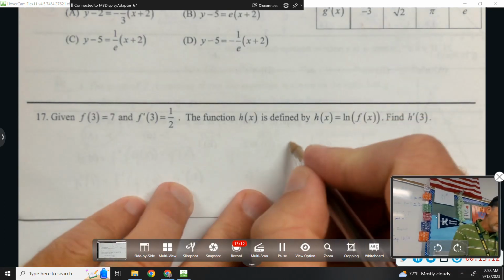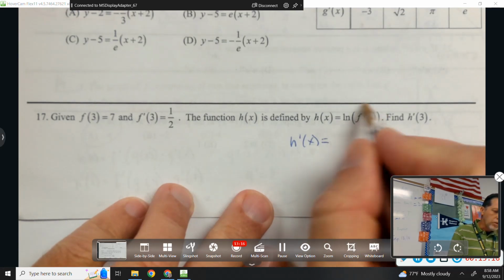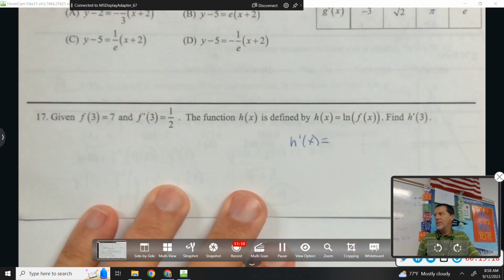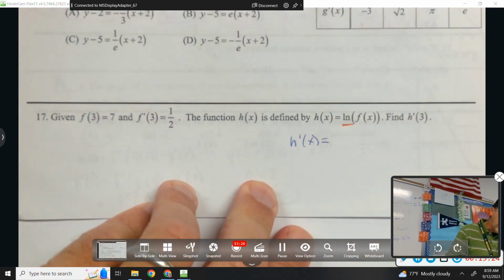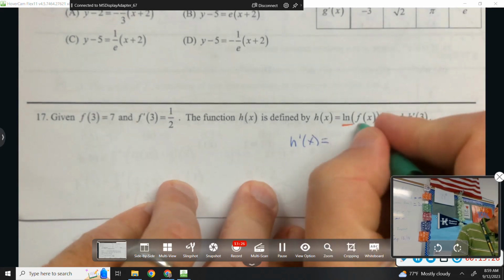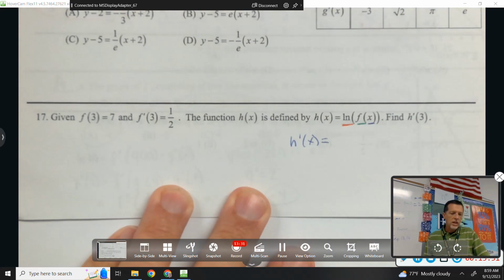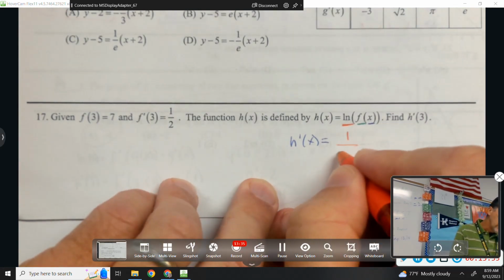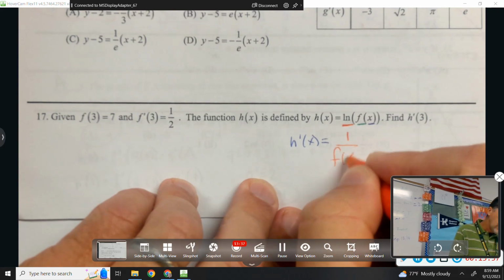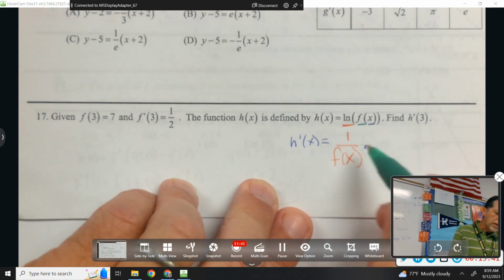Well, let's find the derivative of h. What rule's going on here? Natural log of f of x. Chain rule. So I'll need to take care of the natural log, and then I'll need to take care of f, and I guess I need to take care of x, but that'll just be 1. So the derivative of natural log is 1 over the argument times the derivative of the argument.